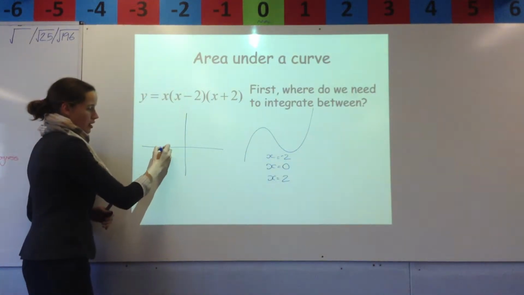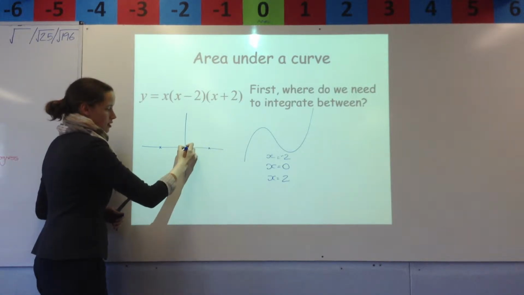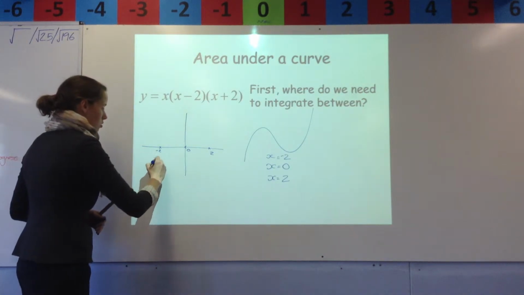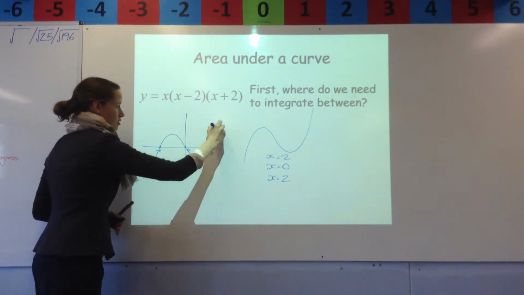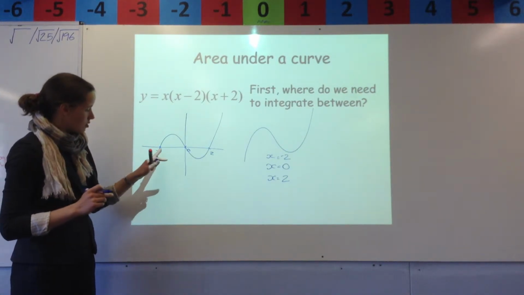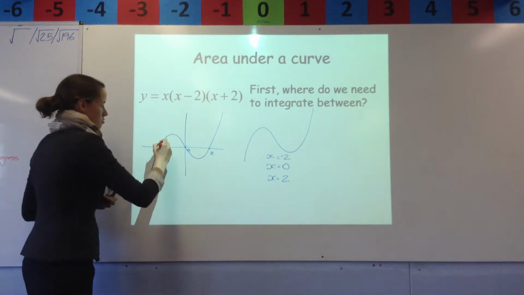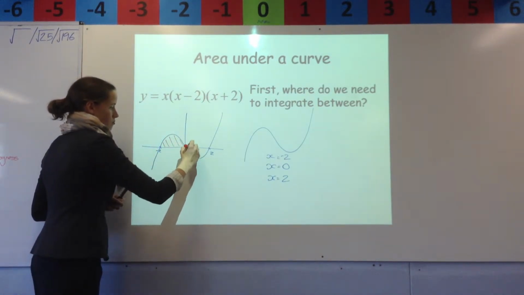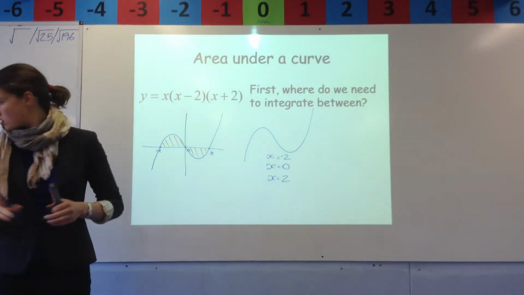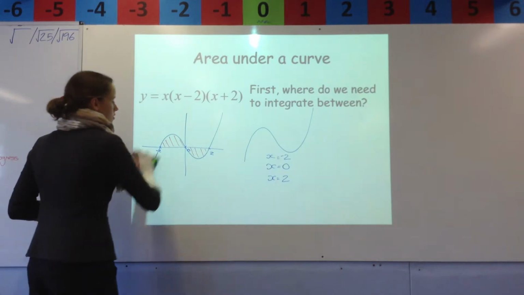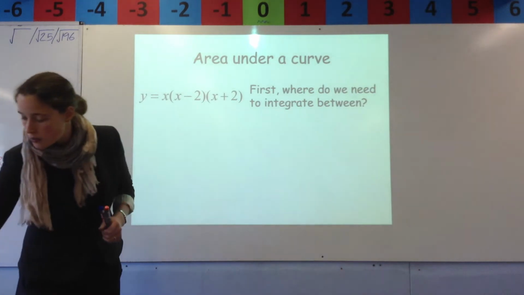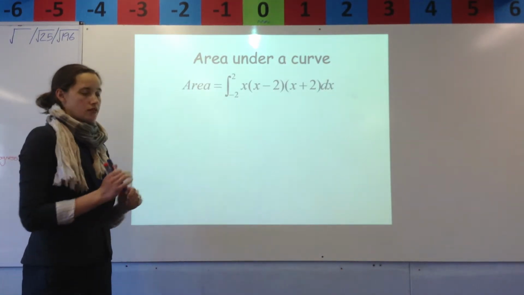So it's going to cross here, here, and here. So at negative 2, 0, and 2. And the curve is going to go up like that, like that. So what we need to do is integrate between negative 2 and positive 2. So our limits of integration go from negative 2 up to 2. This is going to find us our area.